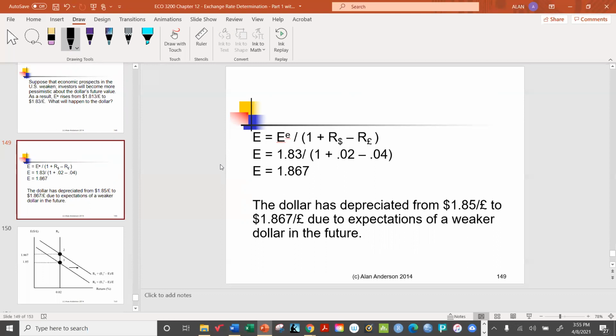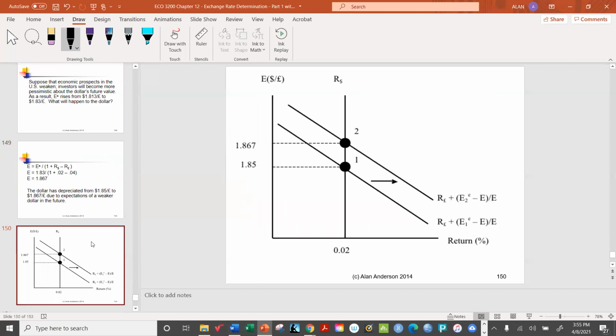And just as we predicted, more pessimism about the dollar is causing it to get weaker because people start selling dollars. Now that means that of these two curves, the one that shifts is the one that shows the returns to the pound, and specifically it shifts to the right. Okay, it shifts to the right. And when it does, you'll see the dollar gets weaker. Okay, so this number went from 1.813 up to 1.83. And the result is a weaker dollar.